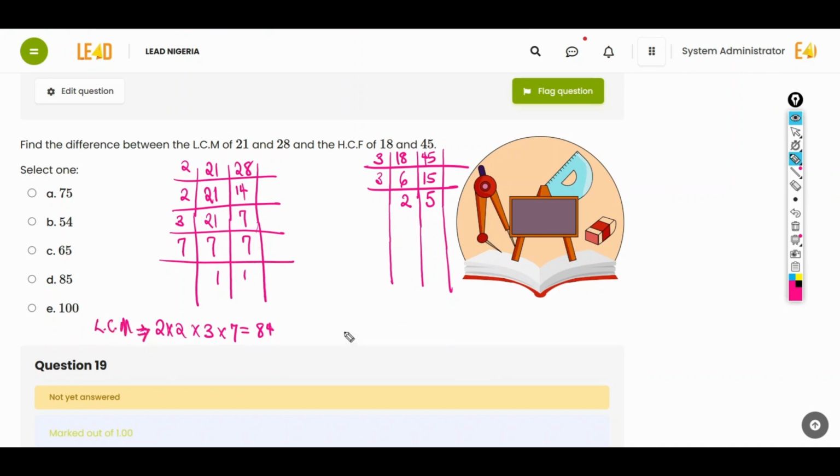Okay. Then my HCF is 3 times 3 times 3 from here, which is 9. All right, so this is going to be 84 minus 9. The LCM is 84, the HCF is 9. We subtract that, and I expect that we get 75. We get 75. Correct option is A.